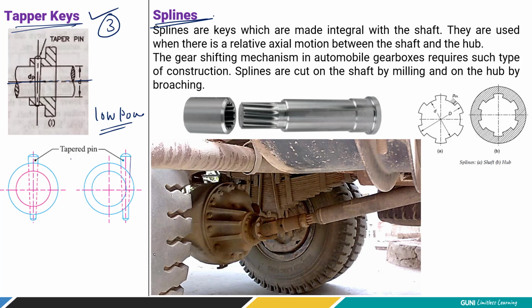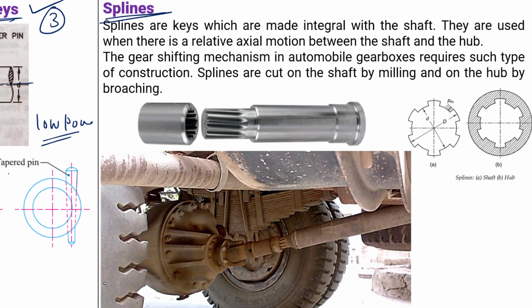Okay, just look at the figure first, and then let's discuss. Now this part is the differential gear. Okay, so what it does, it simply allows you to rotate these two wheels at different speeds when the vehicle is turning, right? Now this shaft is called the propeller shaft, as I was already discussing in the morning session, right? So this part is similar to what is given over here. So this is splines. So splines are the keys which are made integral with the shaft.